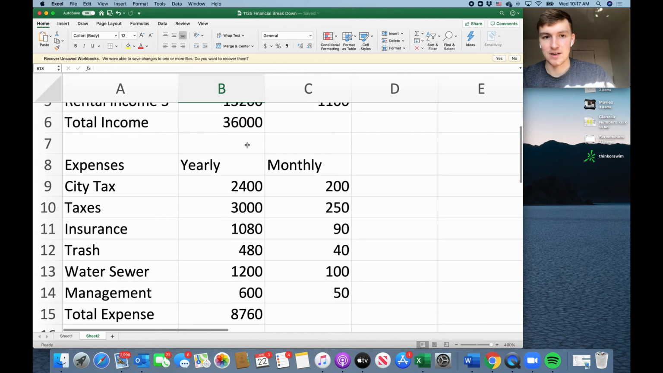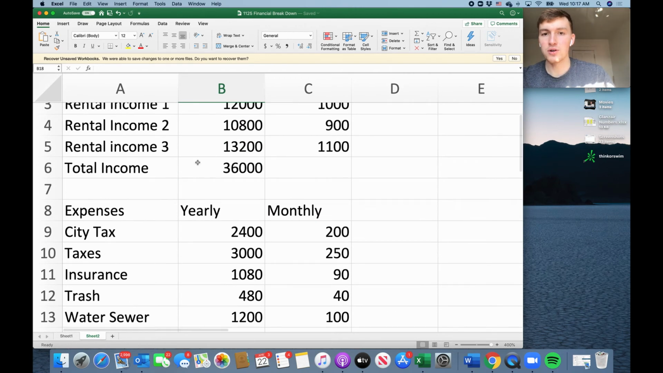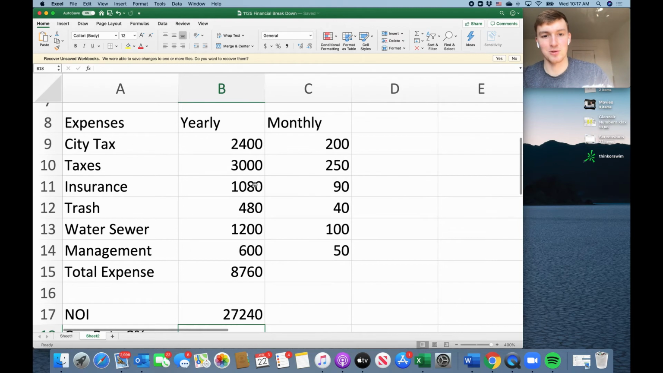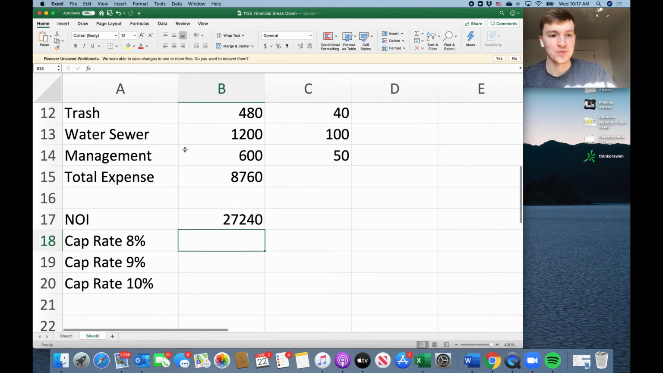And I just want to recap there. What we did was we figured out your total income on the property and your yearly expenses. And I know there are other expenses, but for the purpose of this, this is an example of here's how you do it. You can just add more expenses on the left-hand side, okay?